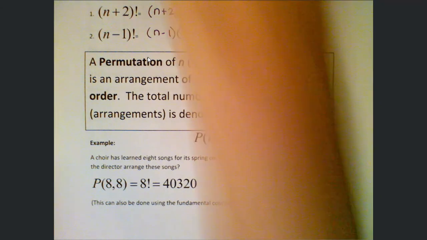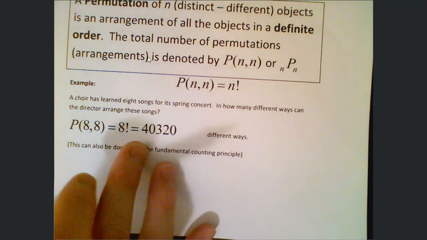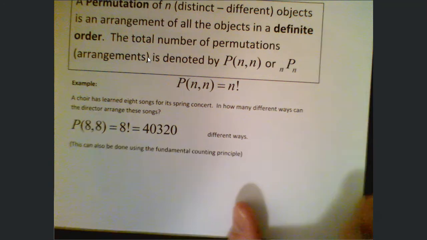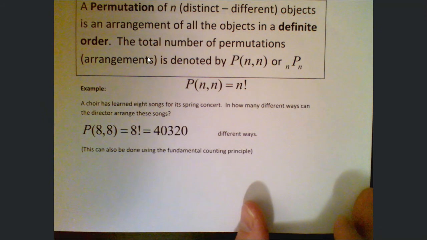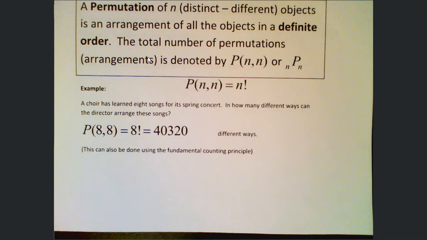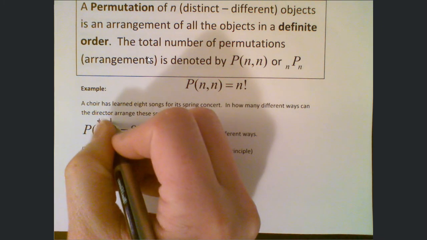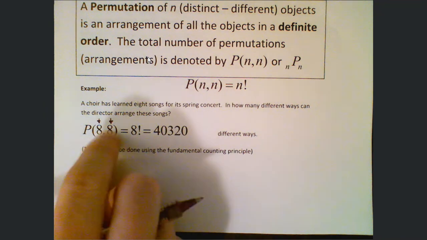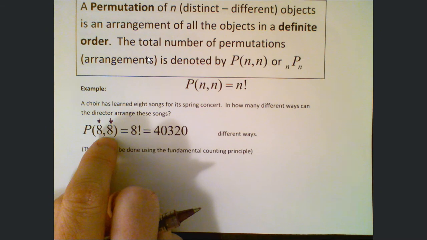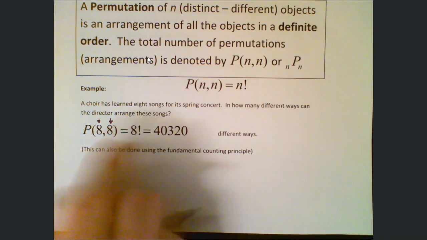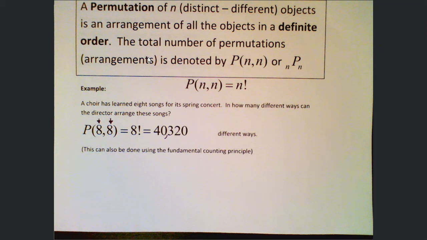Let's say that there's a choir, just picking some examples here, and they've learned 8 songs for a spring concert. In how many ways can the director arrange these songs? So you're like, okay, how many different ways can they sing the songs? There are 8 songs, and we want to take 8 of them at a time and find out how many arrangements there are. So 8 objects taken 8 at a time, where the order matters, says that there would be 8 factorial, which is 40,320 different arrangements.